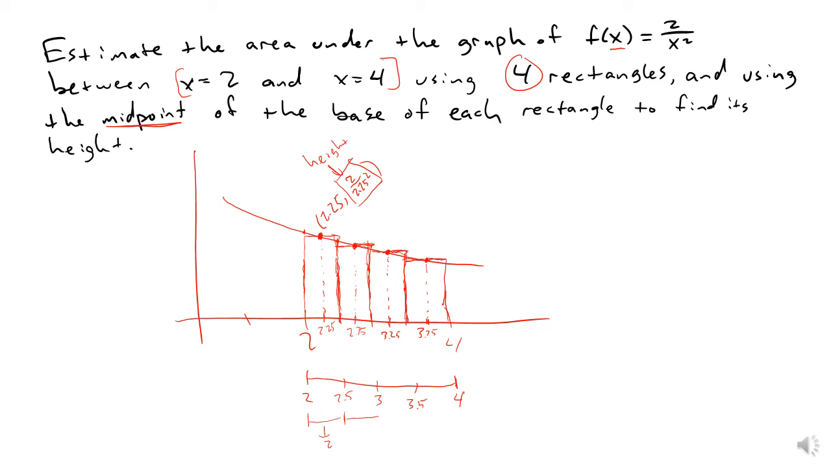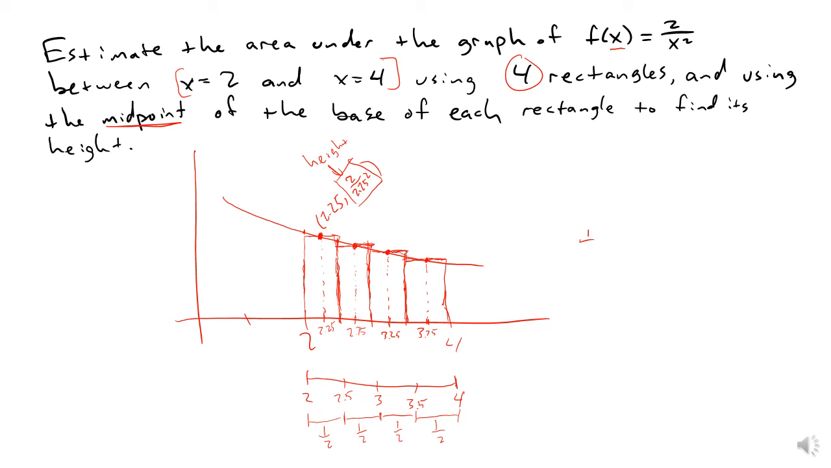The second rectangle goes between 2.5 and 3. So what's my base? My base is also 1/2. So each one of these rectangles has a base of 1/2, right? So I'm going to do 1/2 times my first height, plus 1/2 times my second height, plus 1/2 times my third height, plus 1/2 times my fourth height, and that gives me my four areas of my rectangles. Add those up, and I get my estimate.